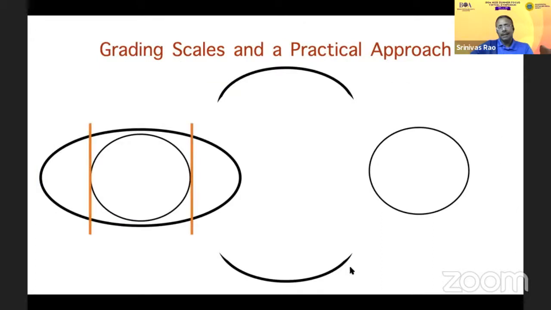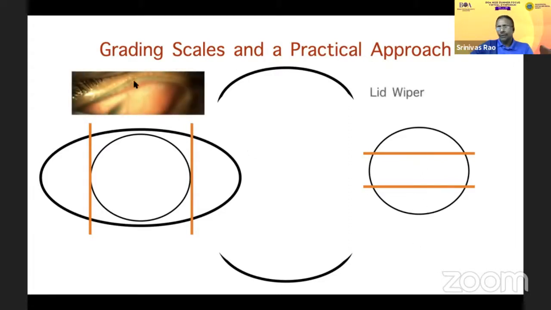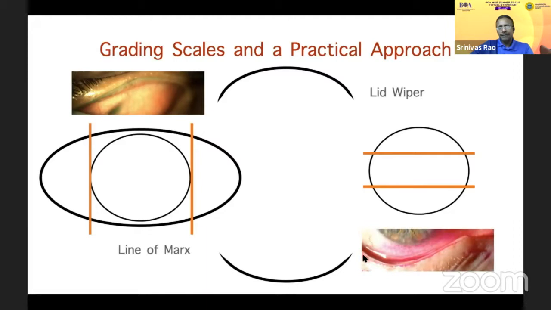In order to assess the staining, I tend to divide the ocular surface into 3 parts and the cornea into 3 parts as well. And each of these is semi-quantitatively graded from 0 to 3 to give a total score of 15. You can look at the lid wiper, which is the terminal 2 to 3 millimeters of the upper bulbar conjunctiva. And you can look for the line of Marx, which is the rose bengal stippling along the openings of the meibomian glands.